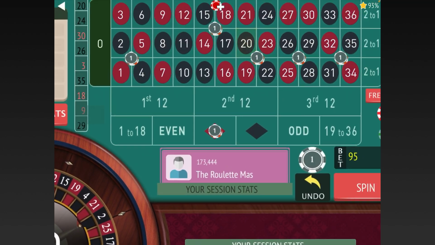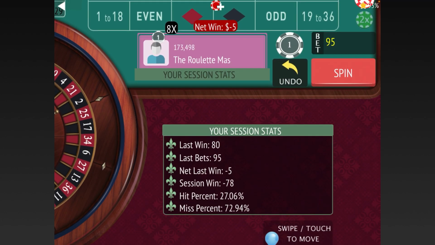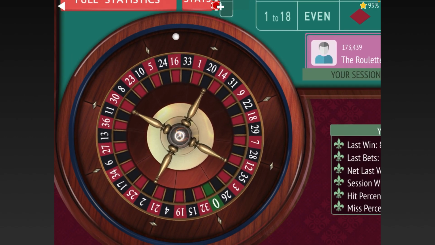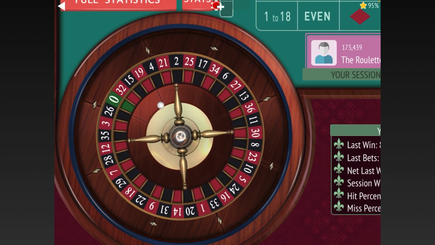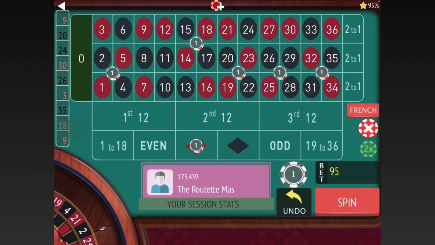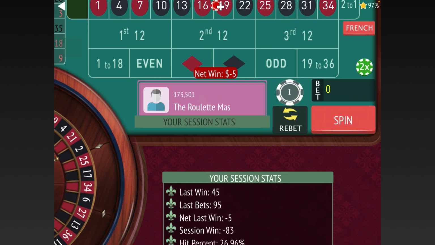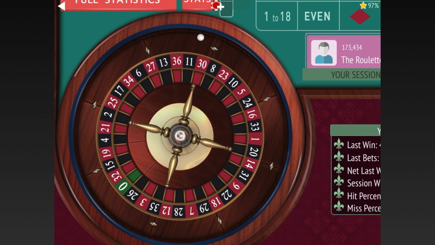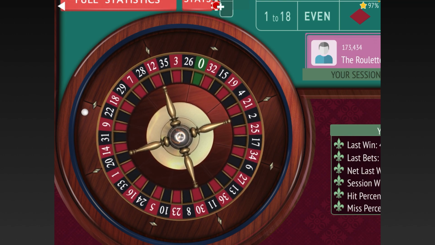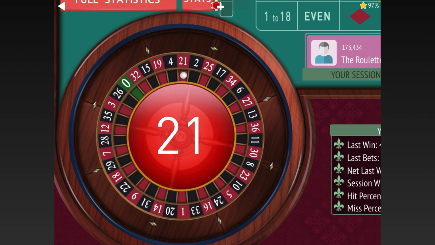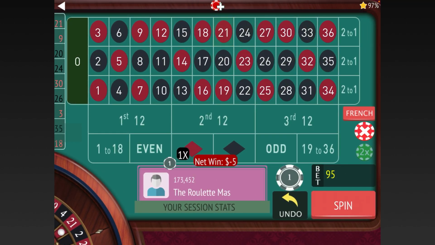$20 black. Another small loss. We've had a lot of small losses, but we're not going to change the bet size. Let's just see if our luck can turn around here. 9 red. Another $5 loss. So we're getting down a little bit now, but we just need a couple wins. When you're going 2 forward, 1 back, you just need a couple wins going 1 back the other direction. There's another $5 loss.